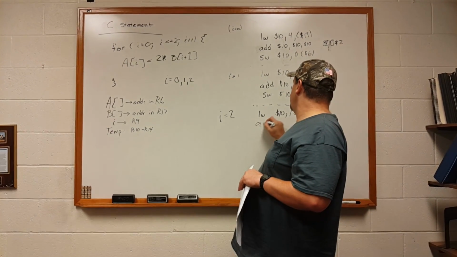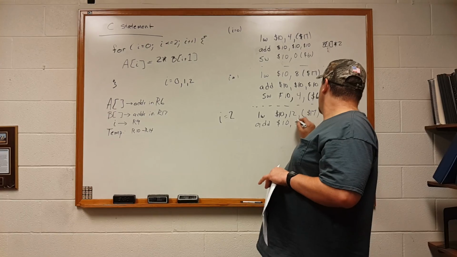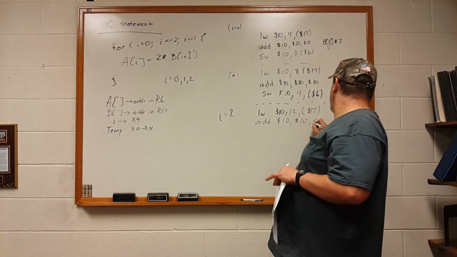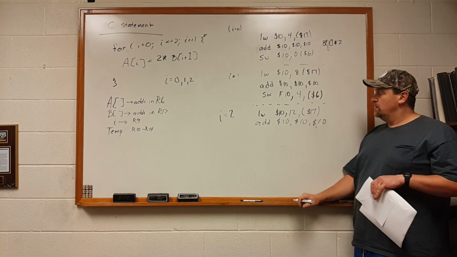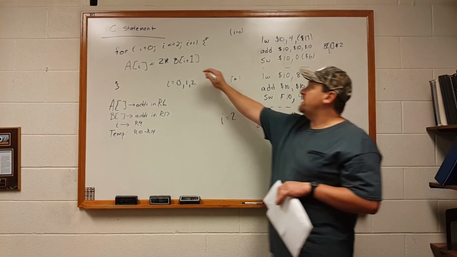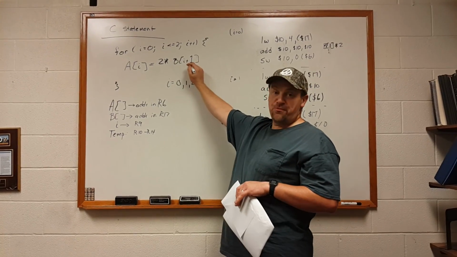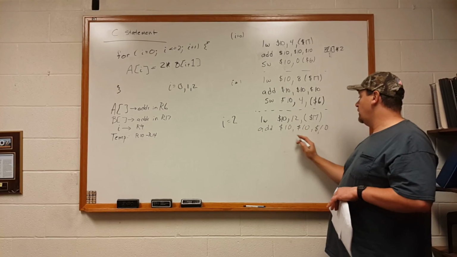Okay? 12 beyond the base of B, which is in 17. Then we need to double it. Poor 10. Getting used and used and used. Don't make me make a joke here. So, now 10 contains whatever was in B of 3. 3 times 4 equals 12.